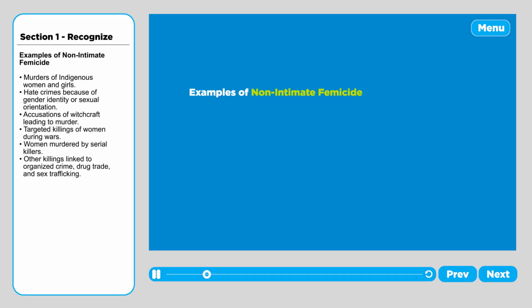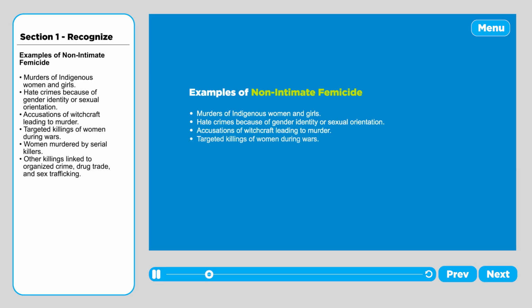Examples of non-intimate femicide: murders of indigenous women and girls; hate crimes because of gender identity or sexual orientation; accusations of witchcraft leading to murder; targeted killings of women during wars; women murdered by serial killers; other killings linked to organized crime, drug trade, and sex trafficking.